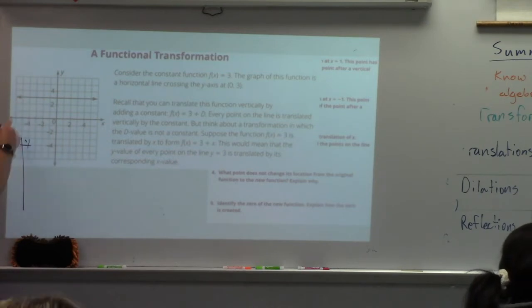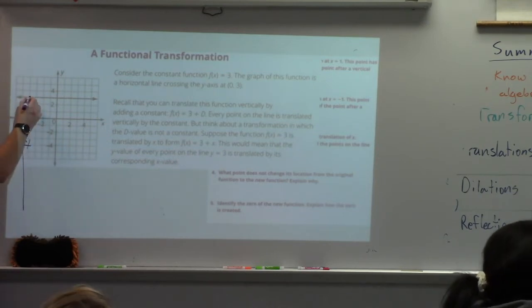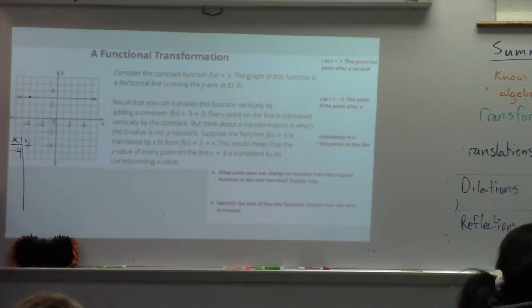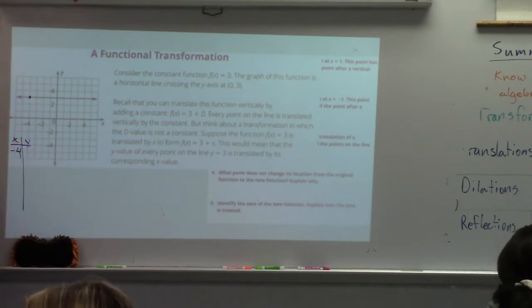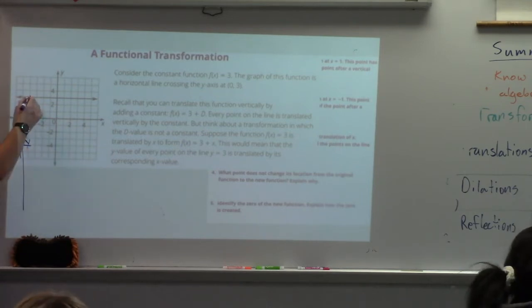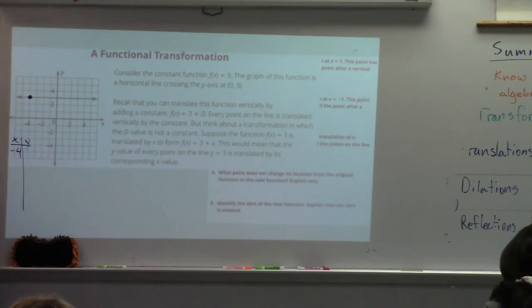This function right here, if I pick the x value of negative 4, what's the y value? 3. Thank you. The x value is negative 3. The y value is 3. X value is negative 2. Y value is 3. Negative 1, 3, 0, 1. Okay, I'm going to stop there.